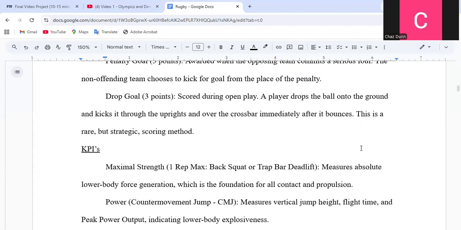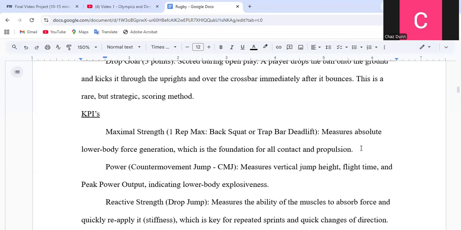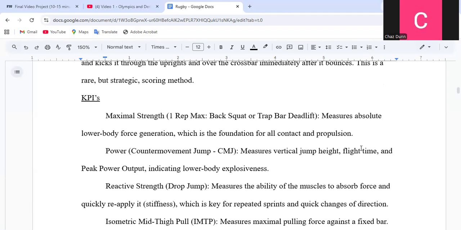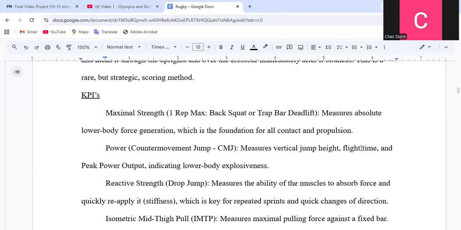So, some key performance indicators of this sport. You have maximal strength. This measures absolute lower body force generation, which is the foundation for all contact and propulsion on the field. An example of this while training could be back squat, one rep maxing it, trap bar deadlifts as well. You have power, which is a huge component of it.